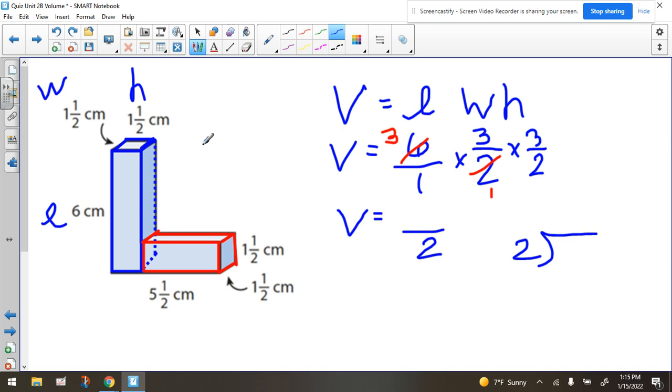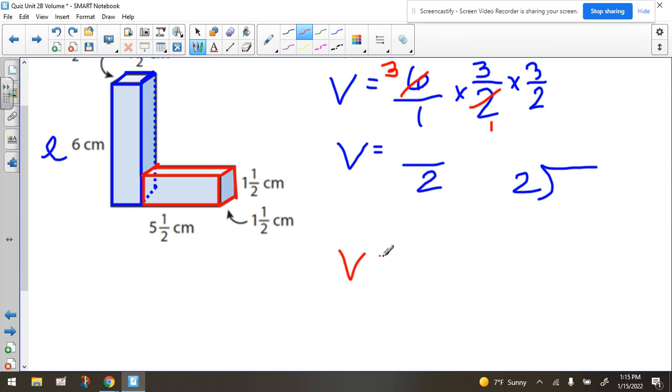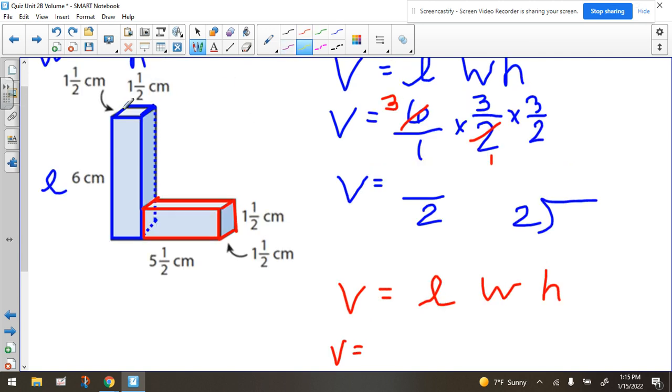Now what about the red? For the red, we're going to do volume equals length times width times height. Now this is where things get a little bit dicey, because this 5.5 is not talking about the length of this line right here. The 5.5 is talking about the length of the entire thing. But we do know that this piece up here, which I'm going to highlight in yellow, that piece is 1.5, which means this piece is 1.5, which means that this piece is 1.5. We can subtract out the 1.5 from 5.5, and that will give us the length of this piece right here that my mouse is hovering over.